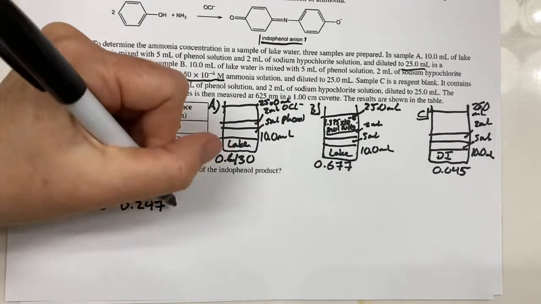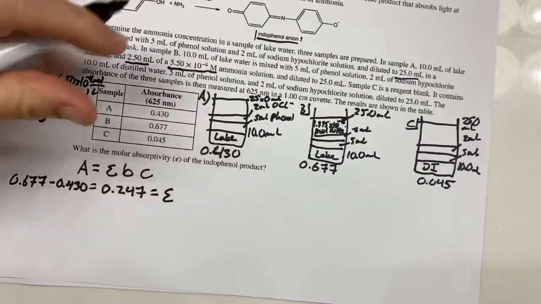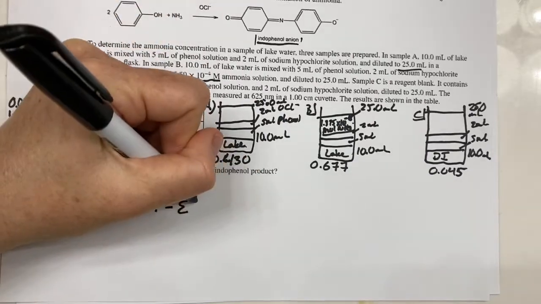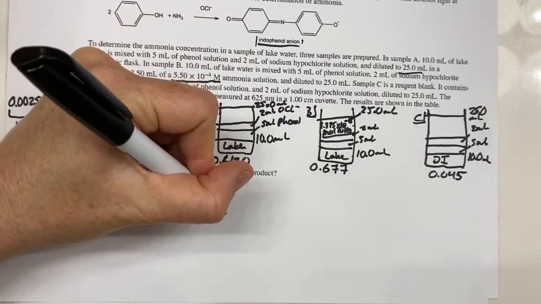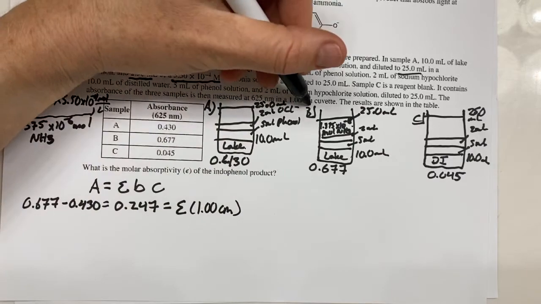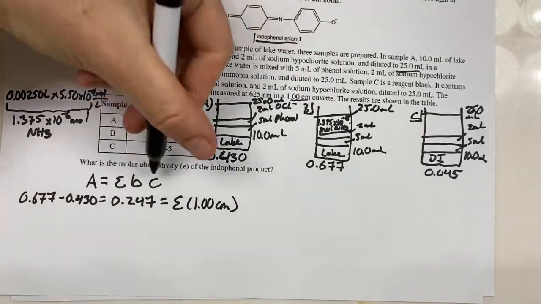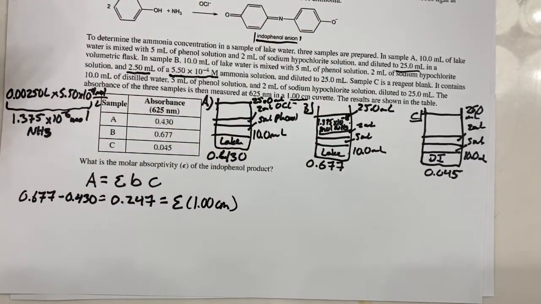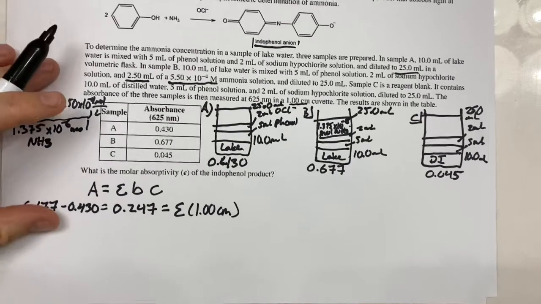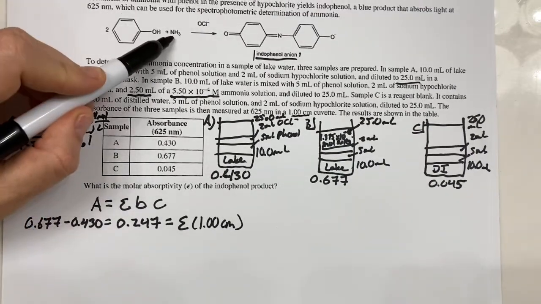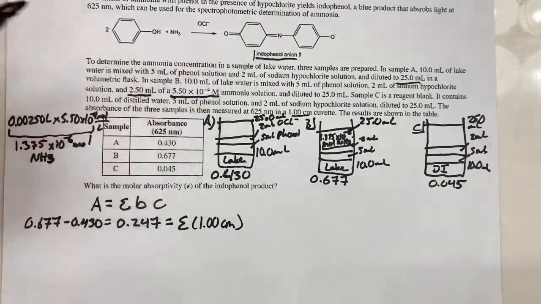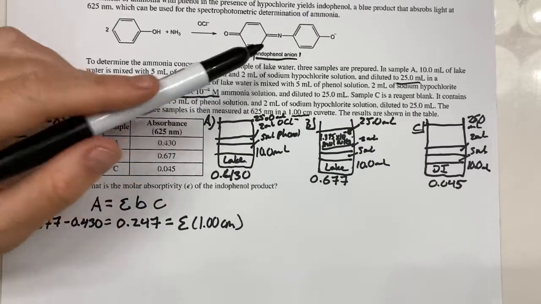All right, now let's set that equal to the molar absorptivity coefficient, which we've got to find, times the path length of 1.00 centimeters, which it tells us right here, times the concentration. Well, how do we figure out the concentration? Again, we know according to this reaction that for every 1 mole of this, we get 1 mole of indophenol. We know how much ammonia we added. We just need to figure out how much indophenol there is.